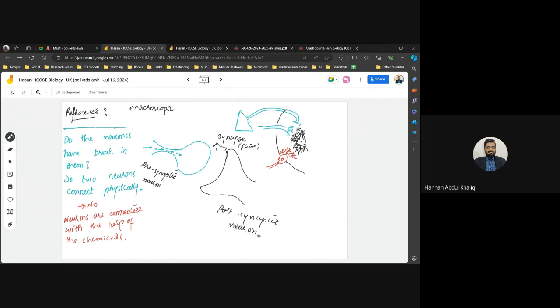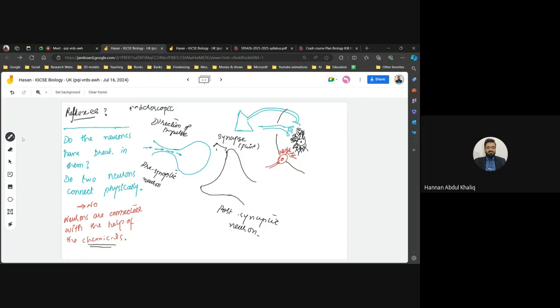Now, what is our main purpose? Our main purpose is to transfer the impulse from the presynaptic neuron to the postsynaptic neuron. The impulse has to be transported to the postsynaptic neuron. How is it going to be possible? I have said that neurons are connected with the help of chemicals. What kind of chemicals are they?